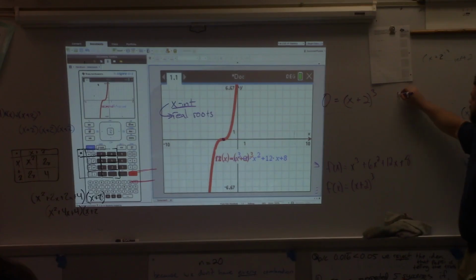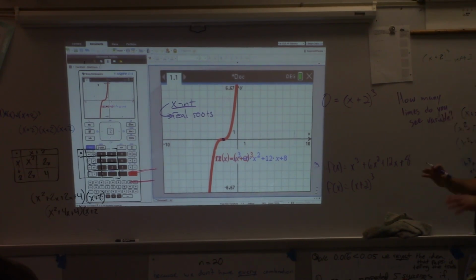The cube. How many times do we see it? How many times do you see the variable up there? Once. Once, so what can we use? Inverses, okay. I need us to recognize, guys, if we see the variable one time, we can use inverses.